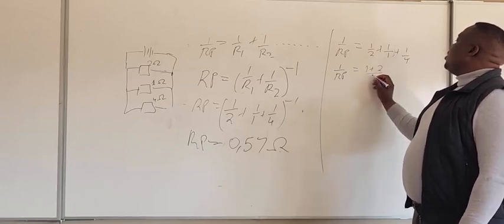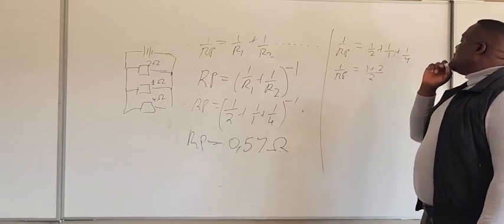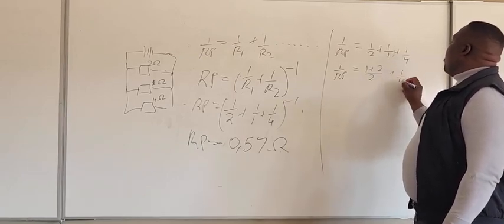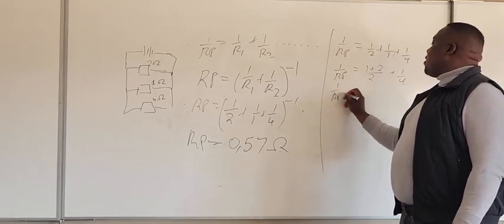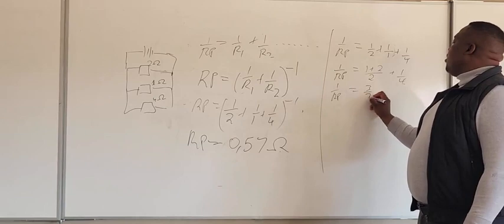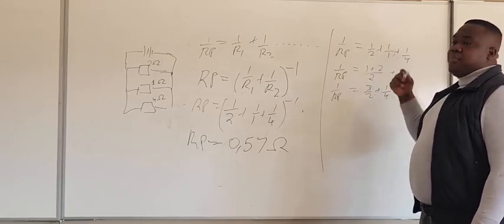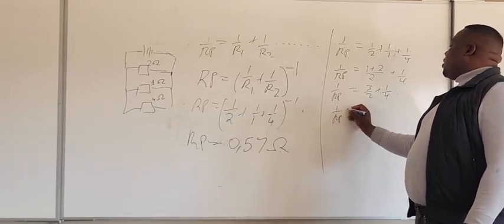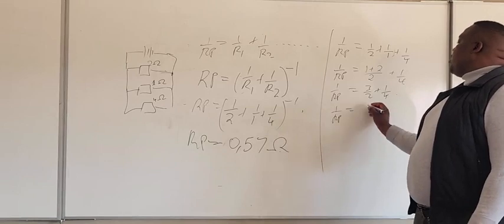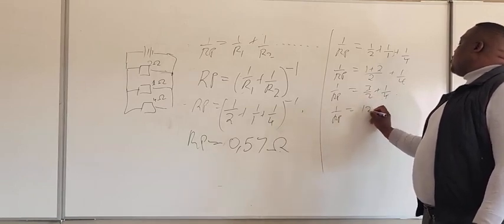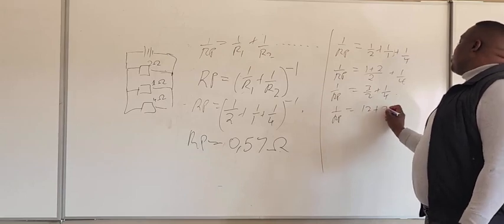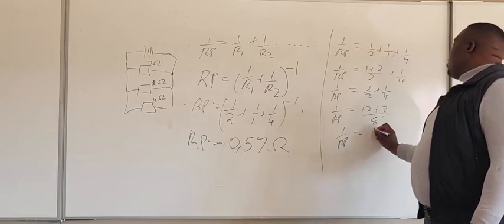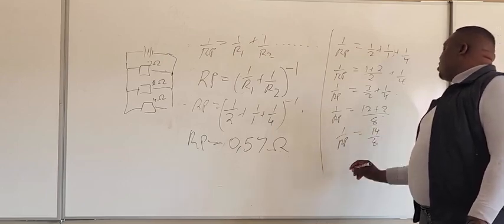Then you will have 2 multiplied by 1, which will give you a 2. So it means, plus 1 over 4. I only did this one. Then 1 over RP will give you 3 over 2 plus 1 over 4. You repeat the same thing again. You're going to have 1 over RP is equal to 3 multiplied by 4, 12, plus 1 multiplied by 2, 2 over 8. 1 over RP will give you 14 over 8.